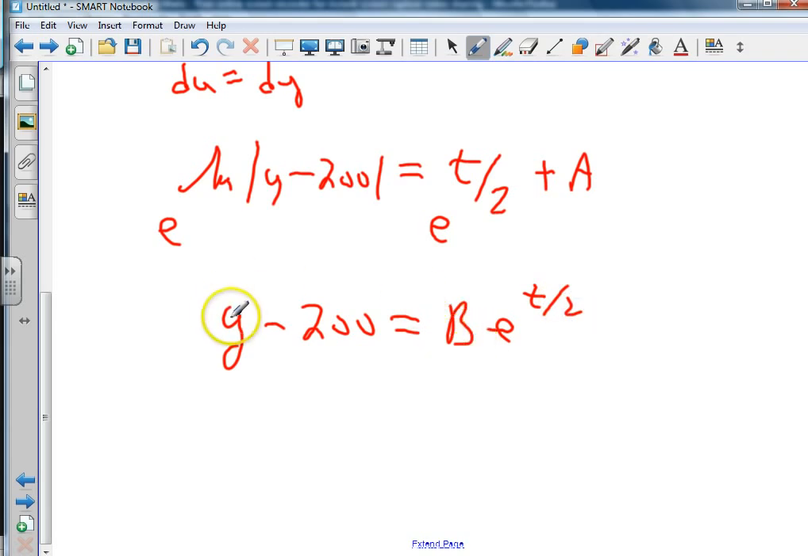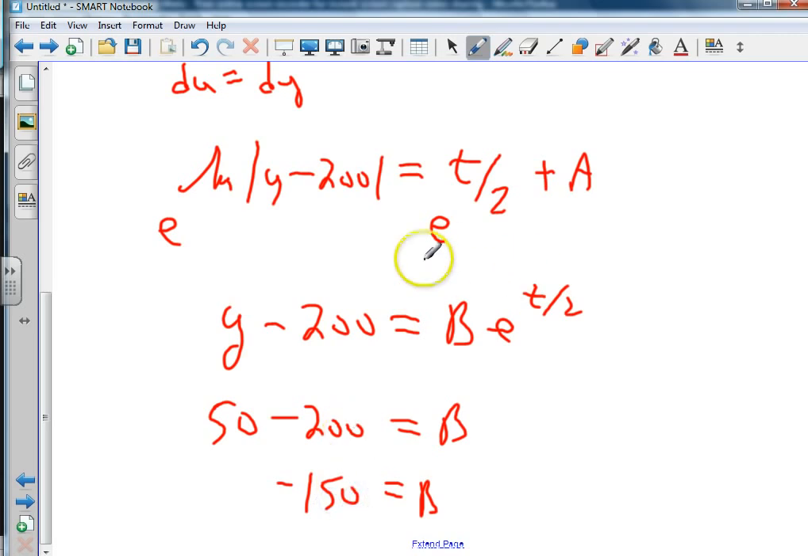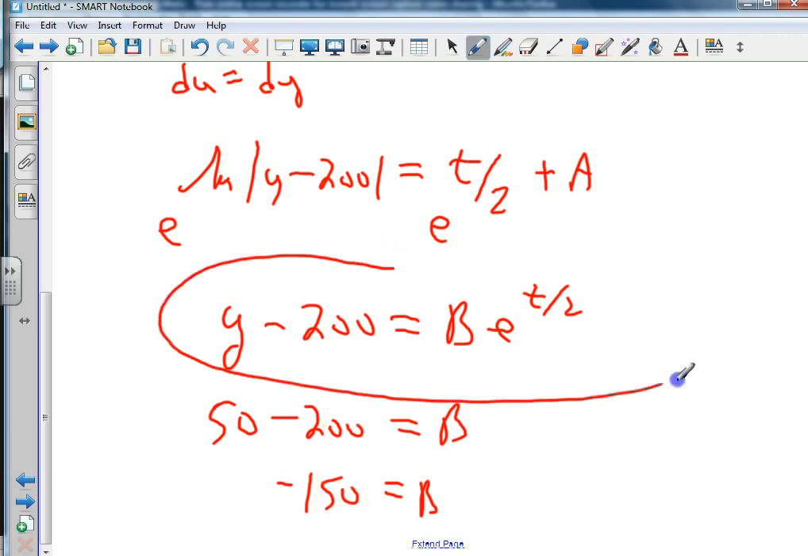And how do you find b? Well, they told you to plug in y is 50 when t is 0, and 0 over 2 is 0, and e to the 0 is 1. So b is the initial temperature difference, or whatever it is. So what's b? Negative 150. So b is negative 150. So let's put that all together in this general solution. That's your general solution.